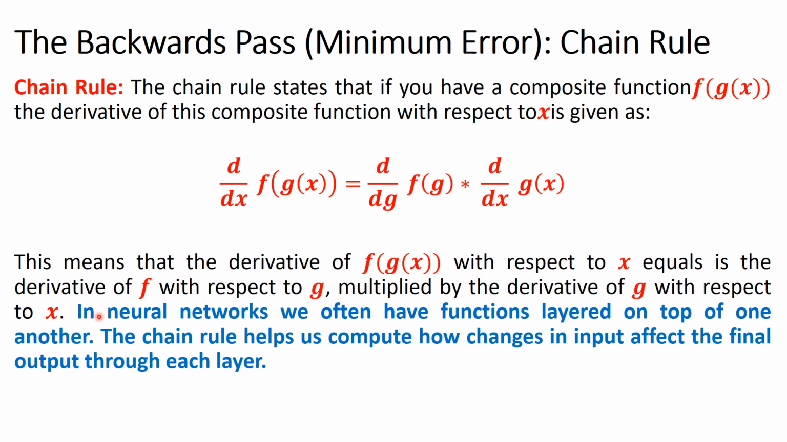In neural networks, we often have functions layered on top of one another. في الشبكات العصبية بيكون عندنا دايما composite functions. The chain rule helps us compute how changes in input affect the final output through each layer. التشين رول بيساعدنا نحسب كيف التغيير في الانبوت بيأثر على الفاينل اوتبوت في اي طبقة من طبقات الشبكة باستخدام التشين رول.